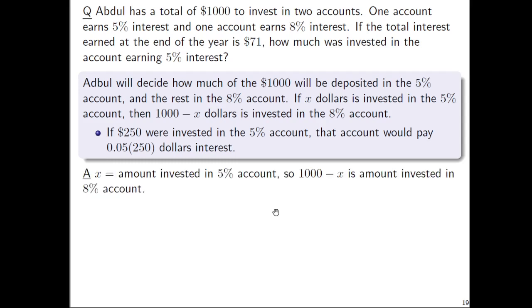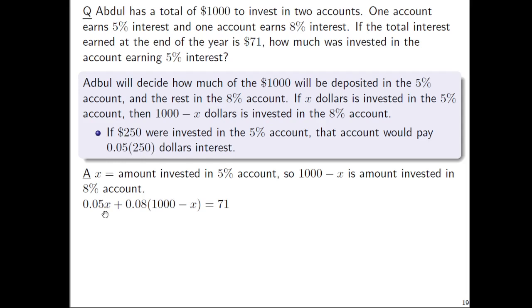So here's how we can really, after that brief discussion, talk about how we answer this. Let X represent the amount invested in the 5% account. And so 1,000 minus X is the amount invested in the 8% account. And then we'll take a look that the total amount of interest earned should be 0.05 times X. Again, it's X because over here we were just making up a number to see what's going on. X isn't truly the number 250. We just said that for a moment just to see what's happening and how we could compute how much interest.